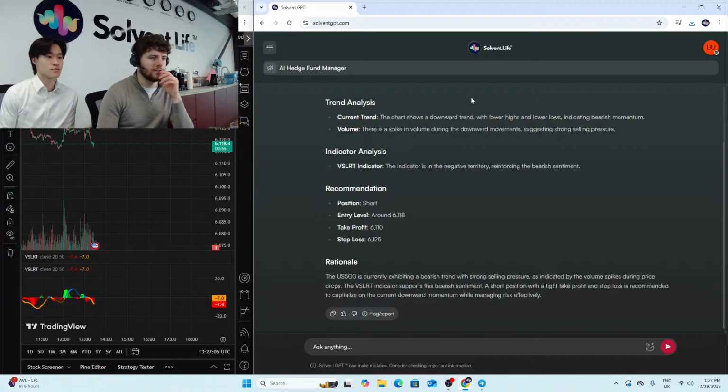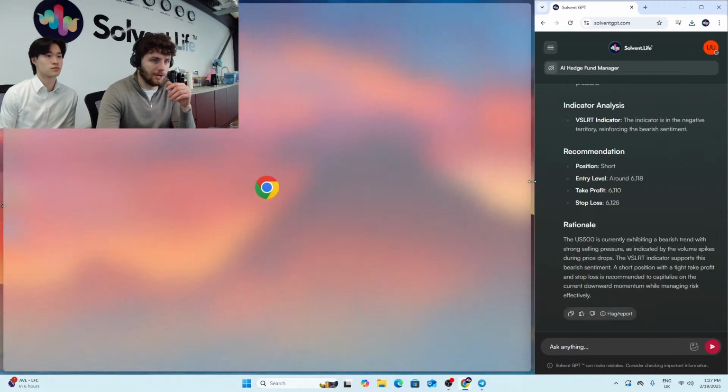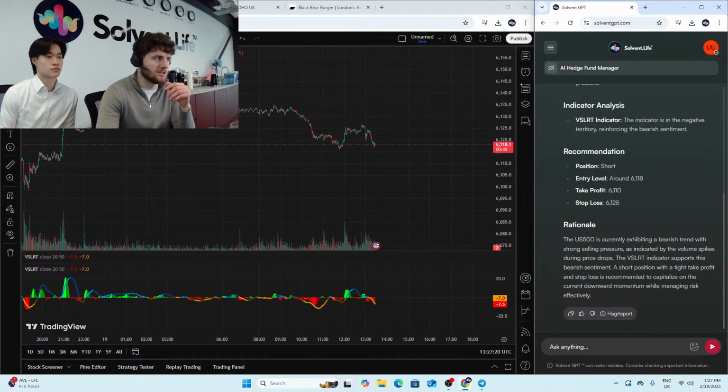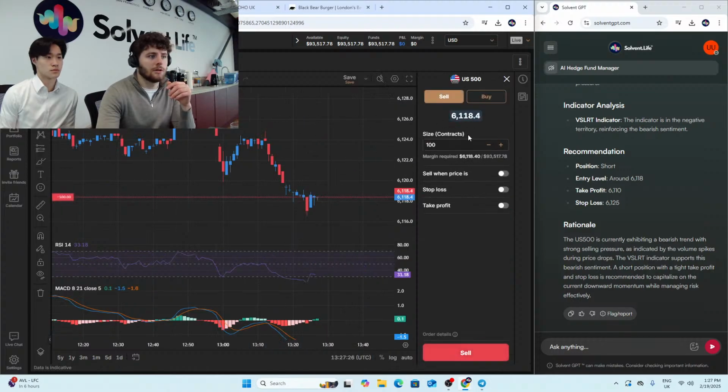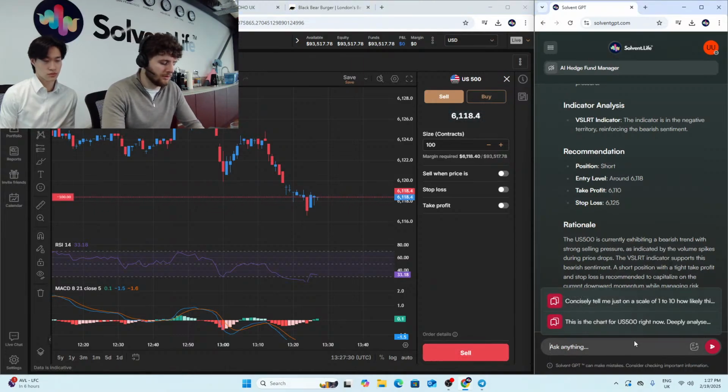Fantastic. So it's recommended we take a short. Of course, this is quite a quick trade that we'll be taking. The entry level is currently what we're at. So we'll go ahead and we'll put this trade in. Now we have our stop loss and our take profit as well as our rationale. So let's go ahead and put this trade in. So we're selling around current price.